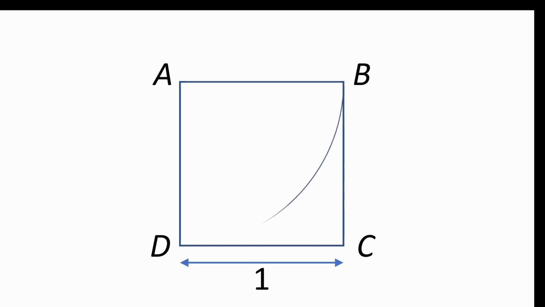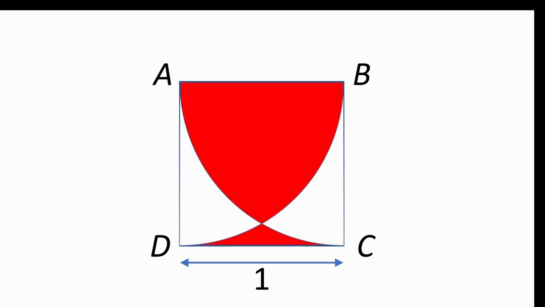Consider a square ABCD with a side length equal to 1. Next, we'll draw a 90-degree circular arc whose center is at A and whose endpoints will go from B to D. We'll draw another 90-degree circular arc, except this time we'll center it at B and have its endpoints go from A to C. The question is, what's the area of the goblet-shaped region in red?